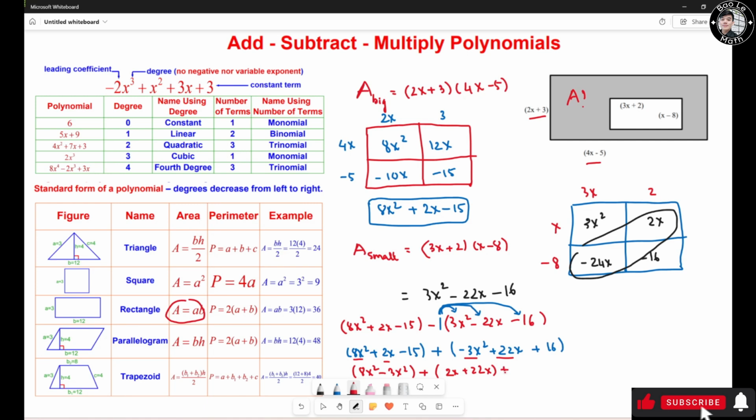And the third one, plus negative 15 and plus 16. Alright, now simplify. 5s squared minus 3s squared is going to be 5s squared... 2s plus 22s is going to be 24s. Minus 15 plus 16 is going to be plus 1. This is the final answer.